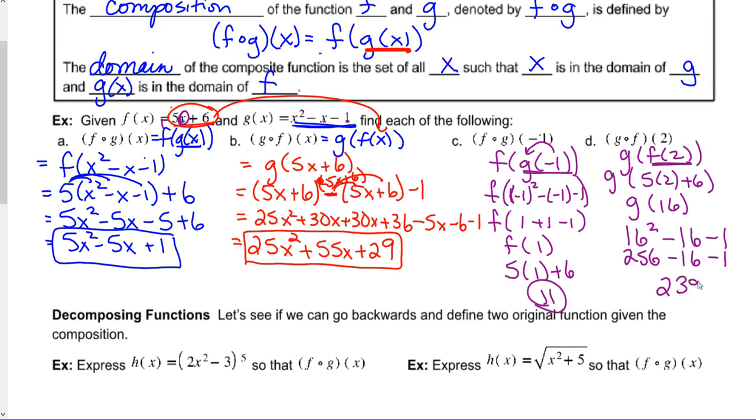Okay, so sometimes they might be big. That's okay. Other times they might be negative. That's okay too. But in the end, we can now compose functions.